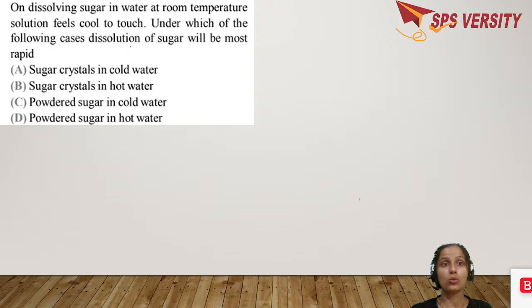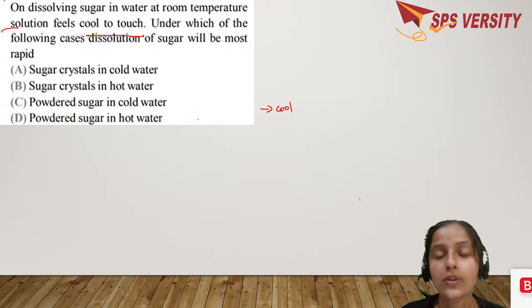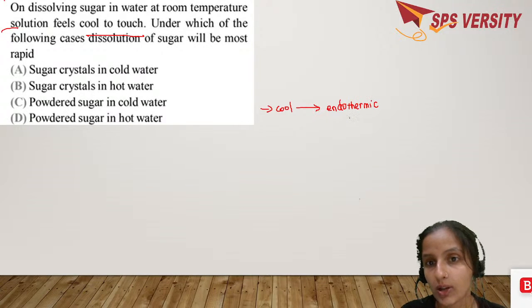It feels cool to touch. Can you see this? What do you mean by that? After dissolution of the sugar in water, it's cool. That means it's endothermic. It is taking in heat. So it is an endothermic reaction.